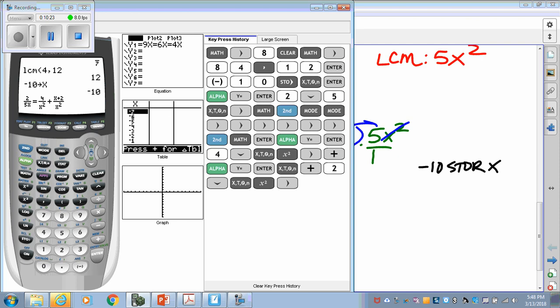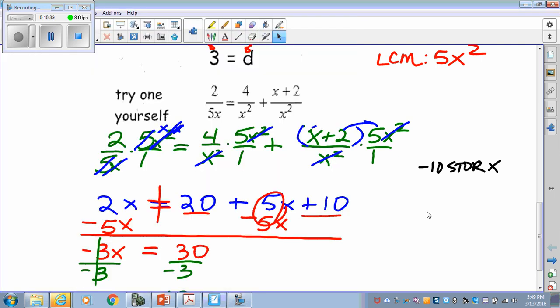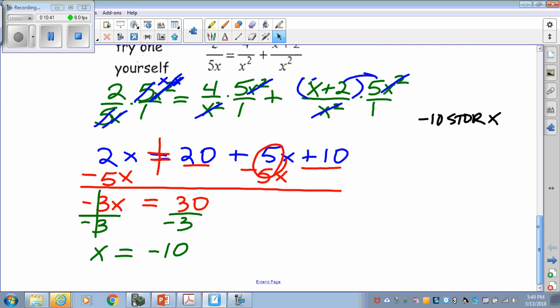Okay, now what I want is, if I store it, does negative 10 make it true? And remember what number means it's true? Number 1. Very good, so it's true. So negative 10 makes that true, so that is the solution. So we did it correctly. Fantastic. Yay, us.